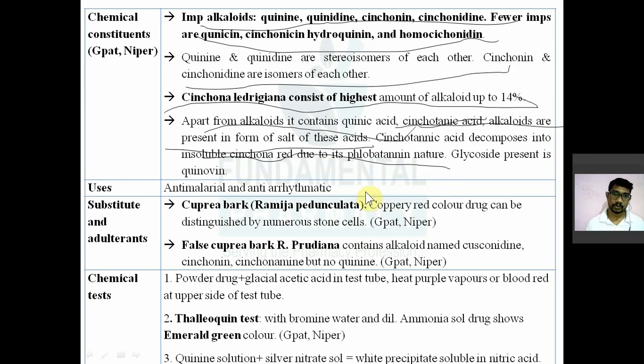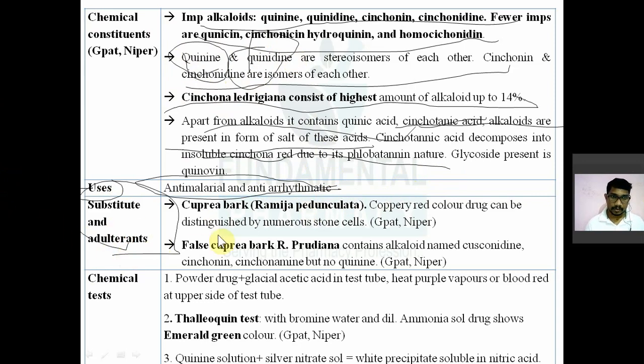Uses of cinchona alkaloids: they are anti-malarial and used in the treatment of cardiac arrhythmia. Quinine is used as an anti-malarial, and quinidine is used as a cardiac depressant in the treatment of arrhythmia. What are its adulterants and substitutes?